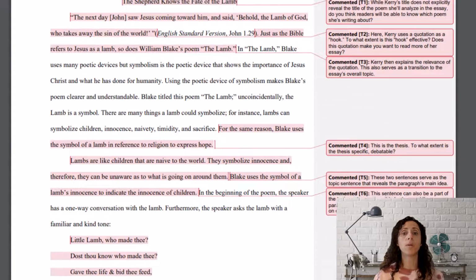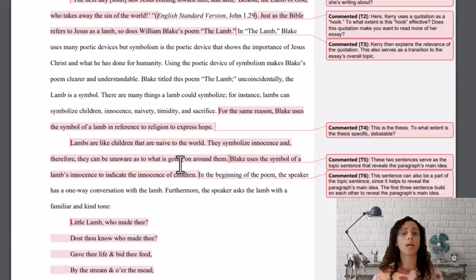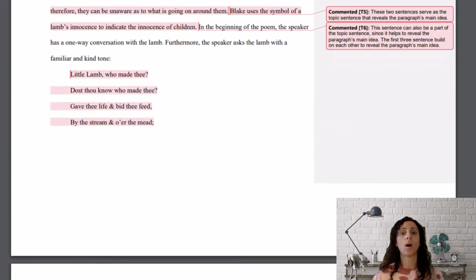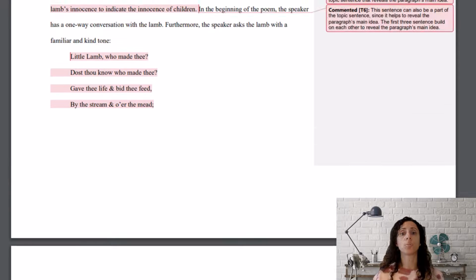So following the meal format, Carrie begins with the sentence, "Lambs are like children that are naive to the world. They symbolize innocence, and therefore they can be unaware as to what is going on around them." And then she continues, Blake uses the symbol of a lamb's innocence to indicate the innocence of children. So Carrie is using these three sentences to summarize the main idea of her body paragraph. And then she introduces the evidence that she presents in this block quote format because she's quoting 8 lines. So she has to use this block quote format.